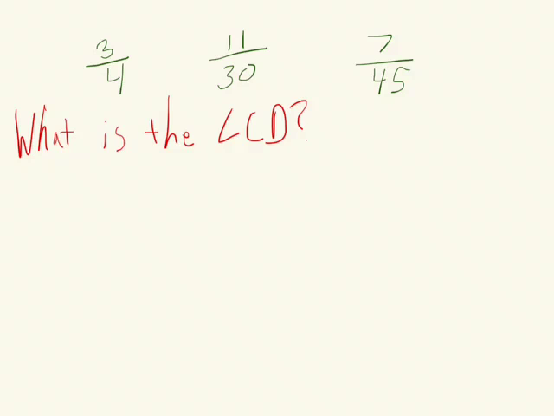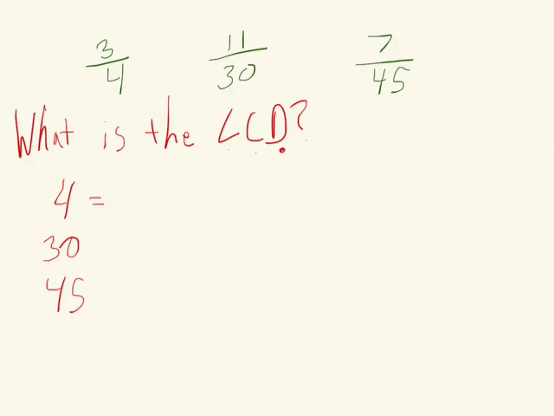So looking at these three fractions, we're trying to figure out what is the LCD. This stands for lowest common denominator. So from what it stands for, lowest common denominator, we're only going to be looking at the denominators. So 4, 30, and 45 is all we're going to be looking at. So I'm going to write 4 down, 30, and 45.